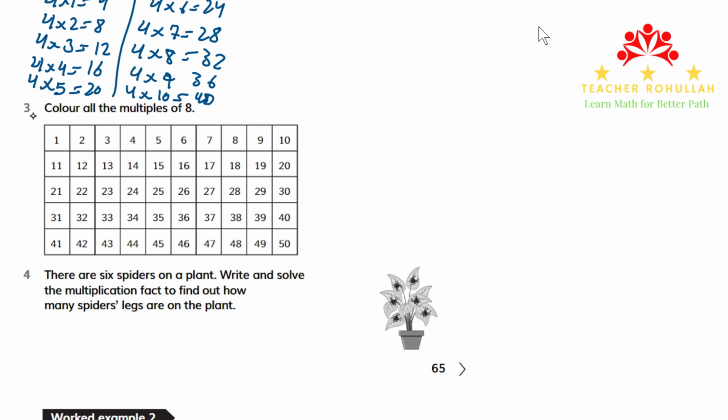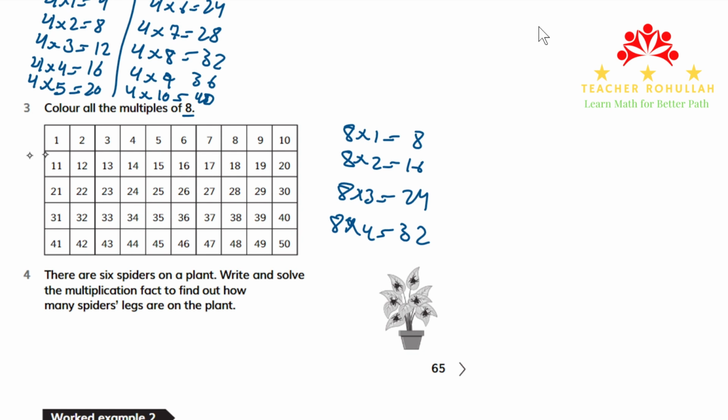In question number 3, it says, color all the multiples of 8. We know the multiples of 8 are the numbers we can get by multiplying 8 with other numbers. Suppose 8 times 1 is 8. 8 times 2 is 16. 8 times 3 is 24. 8 times 4 is 32, and so on. So we can find out the multiples of 8 over here in this grid. The first one is 8, so we will color this one.